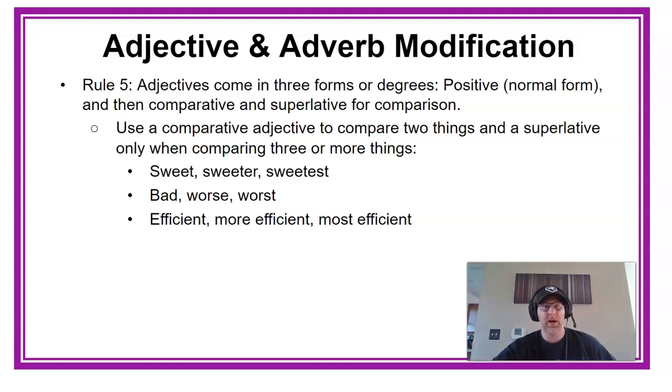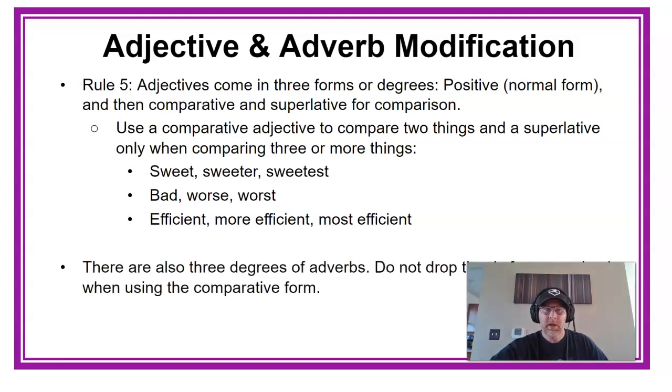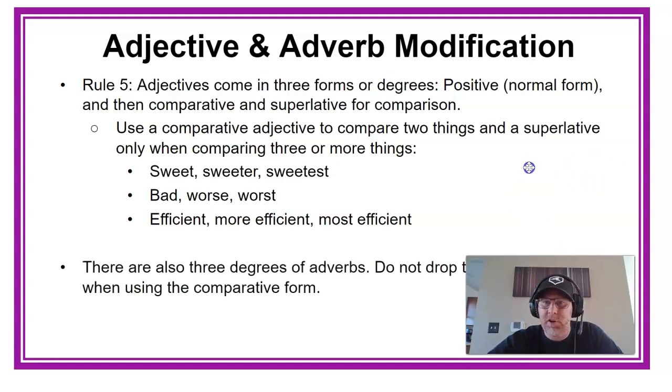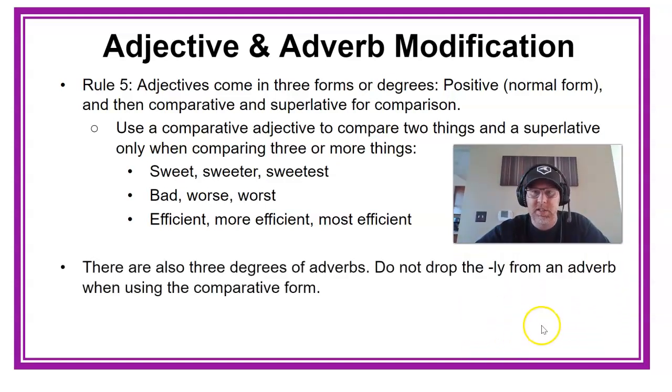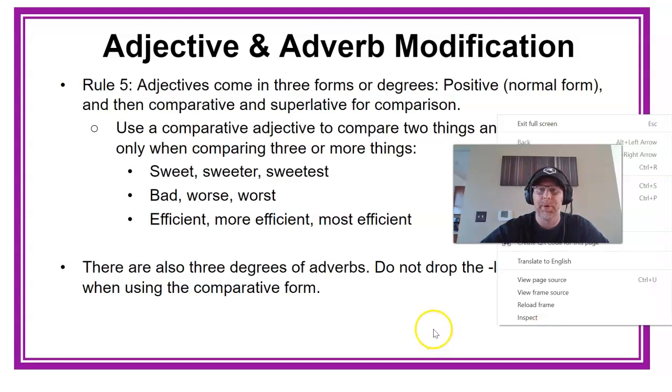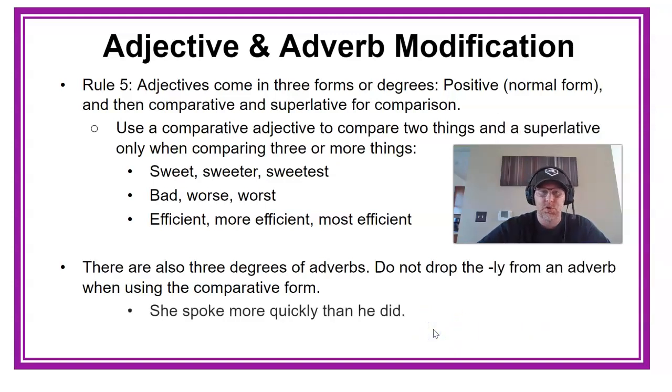Okay, so you want to use your adjectives and adverbs properly when you are making comparisons. There are also 3 degrees of adverbs, okay? So they're very similar to this. The most important thing is that when you are modifying adverbs, you do not drop the ly when you are using the comparative form, okay? So she spoke more quickly than he did. You wouldn't say she spoke more quick than he did. You don't drop that ly, okay?